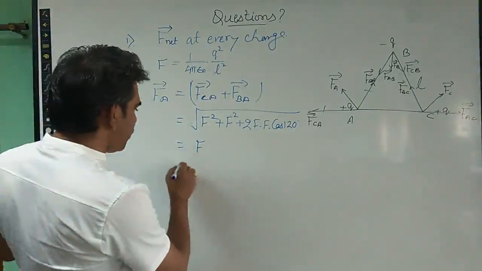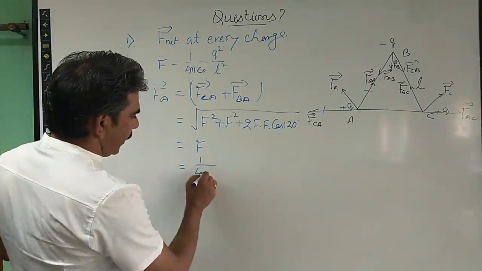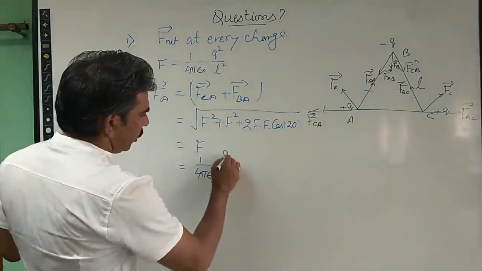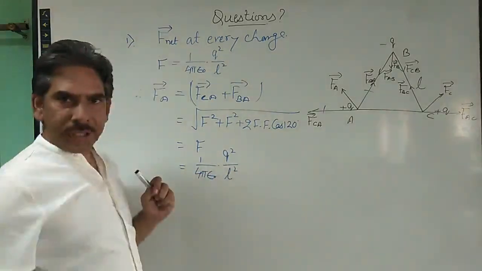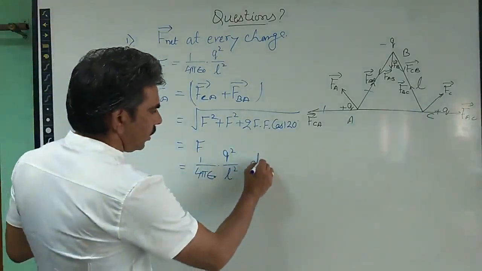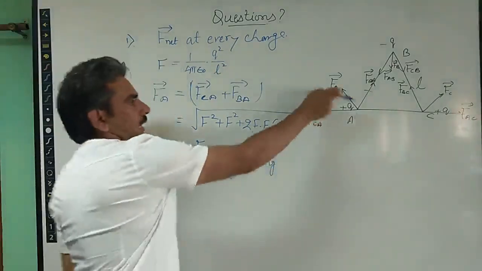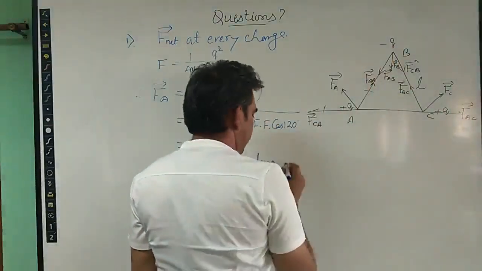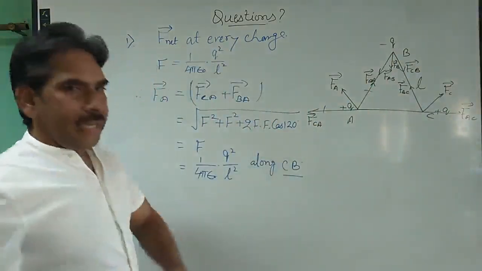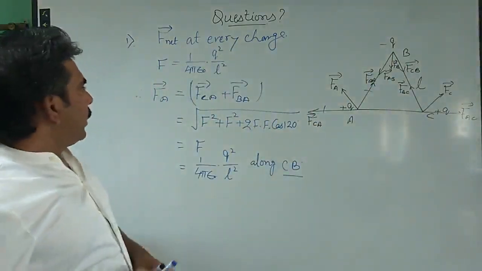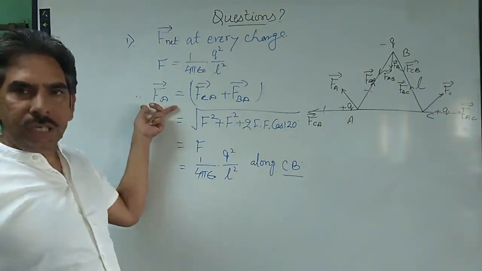Which is given by 1 upon 4 pi epsilon naught into Q square upon L square, and in what direction? Along this force, it will be along CB. So that is how we calculate the net force at position A.